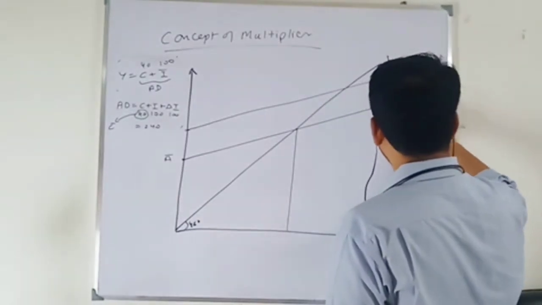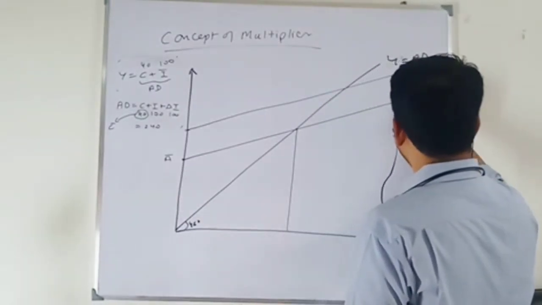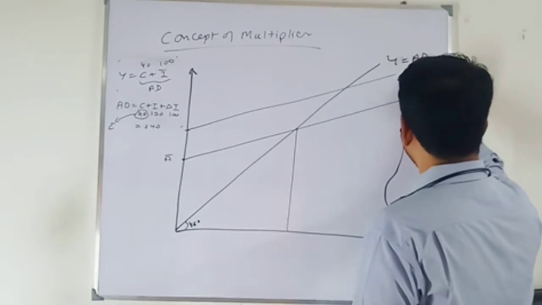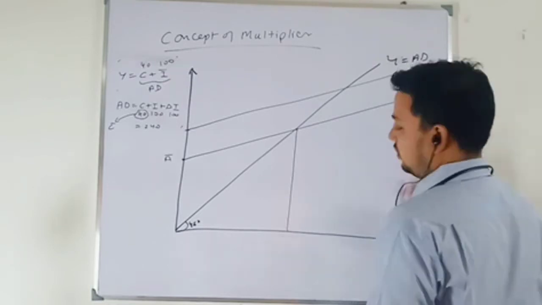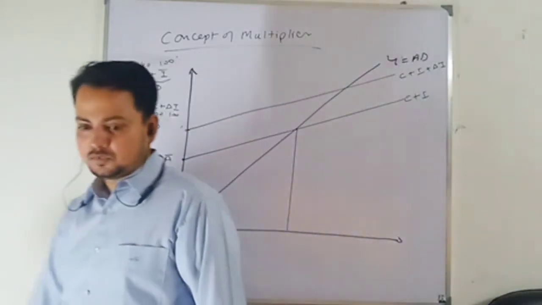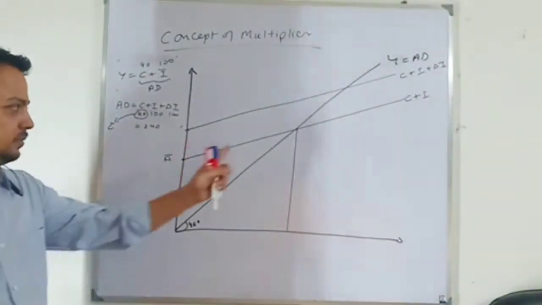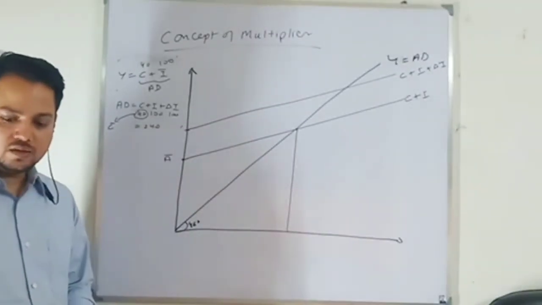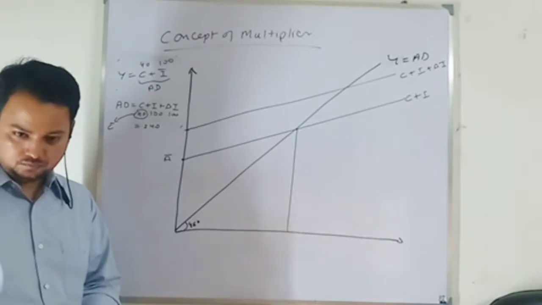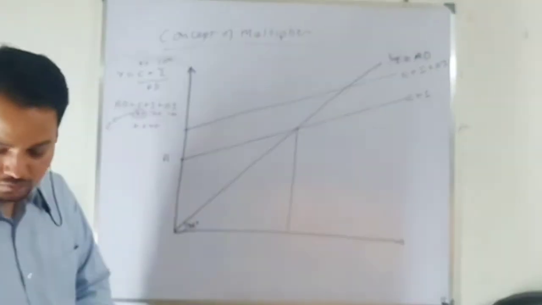So let me write like this, better. This is C plus I plus change in autonomous investment. This part is clear? Yes, no? Okay.